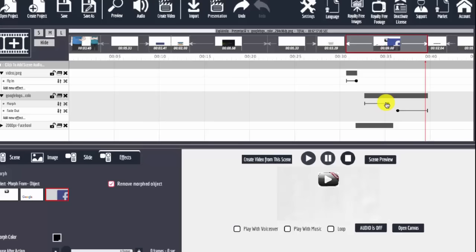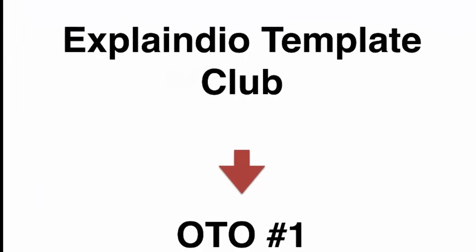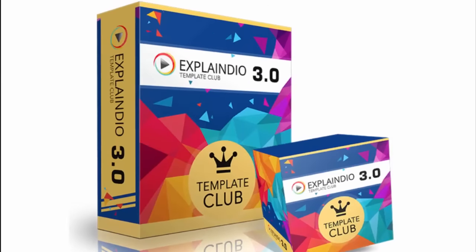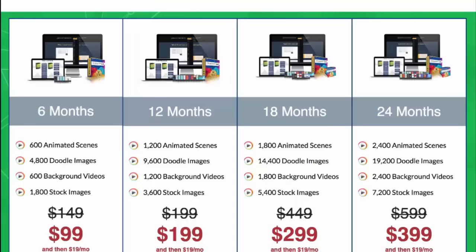And let me tell you more. Once you buy Explaindio, you will be able to choose 4 OTOs. The first is the Explaindio Template Club, which you can join for 6, 12, 18 or 24 months for a very reduced price. Depending on which option you choose, you get immediate access up to 2,400 animated scenes, 19,200 doodle images, 2,400 background images and 7,200 stock images.